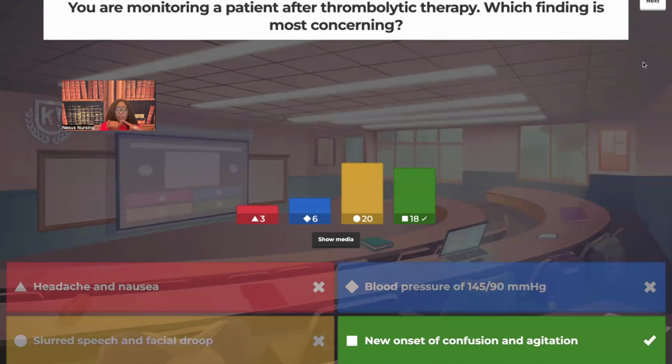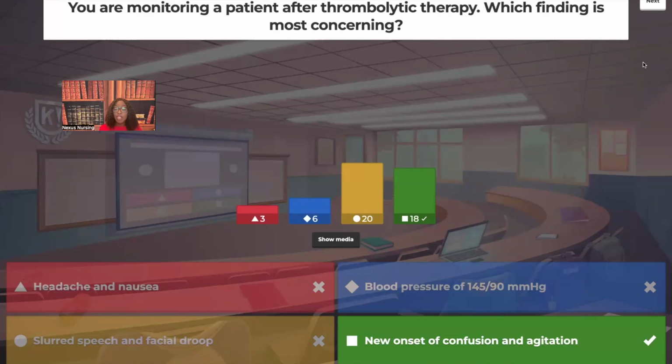Look at our options. Headache and nausea. Yes, that's concerning. I'm not saying we don't care about it, but most likely that's from that stroke that the patient already has. Blood pressure of 145 over 90. I'm not saying that's not concerning because that blood pressure is high, but again, it's not going to put their life at risk like the correct answer choice, right? And it could be from a remnant from that stroke they just had.